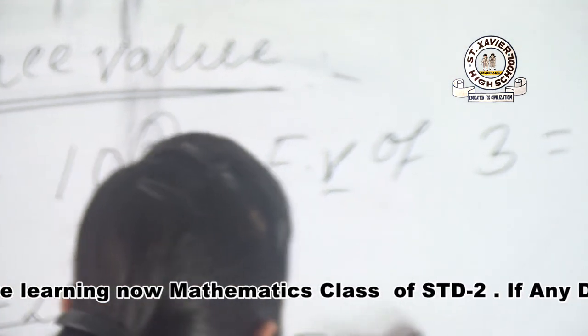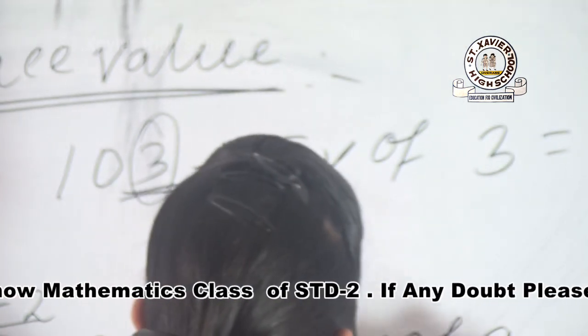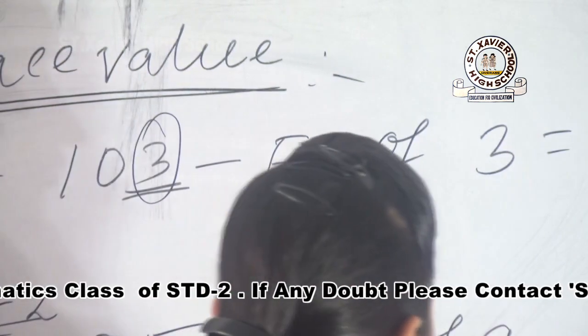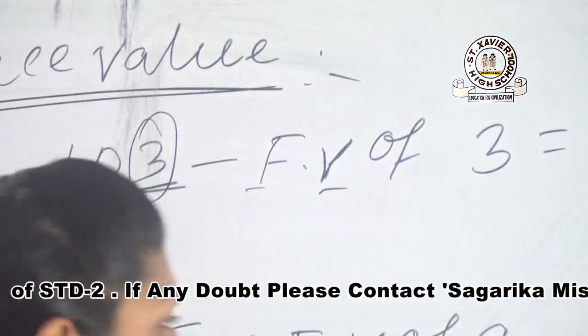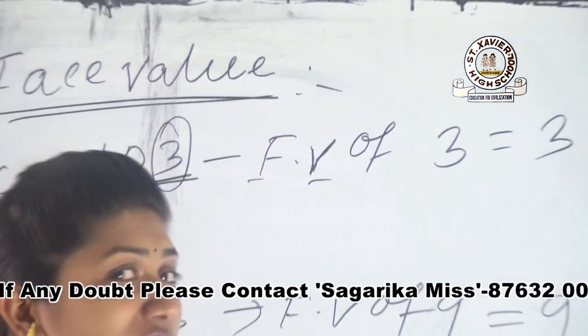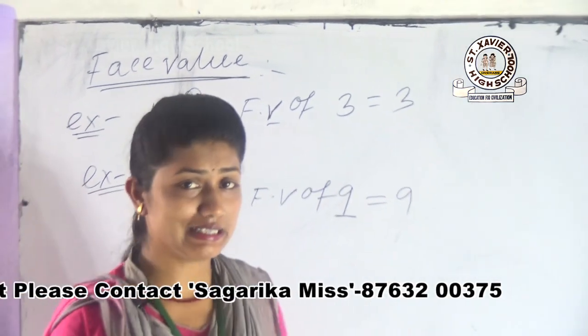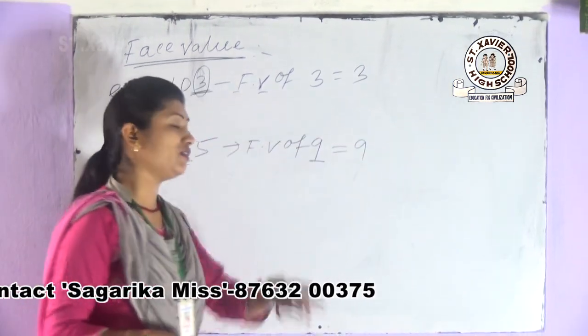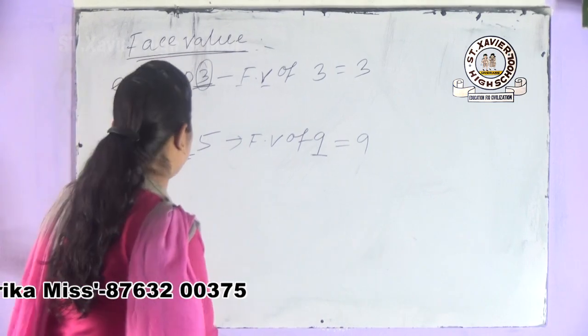FV of 9 is also 9, because the digit itself is 9. The digit itself is 9, so the face value of 9 is also 9.